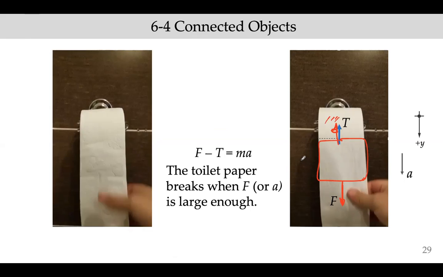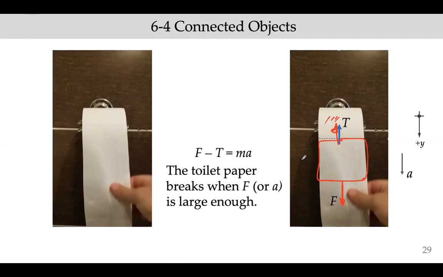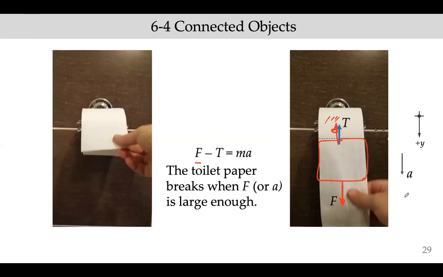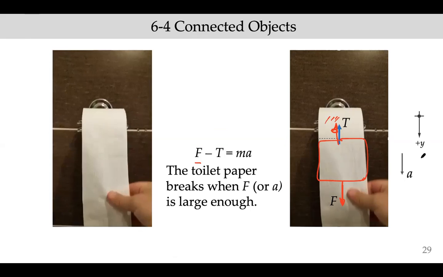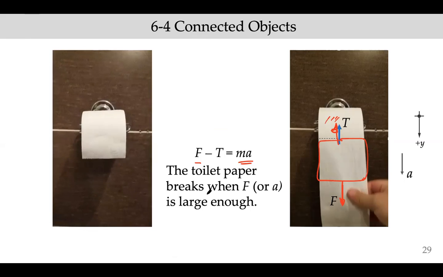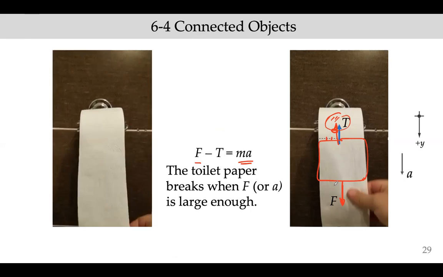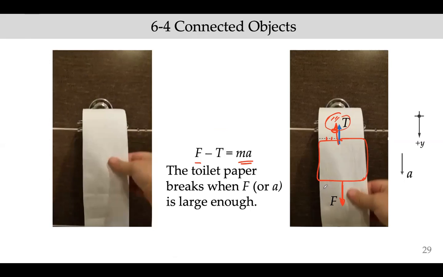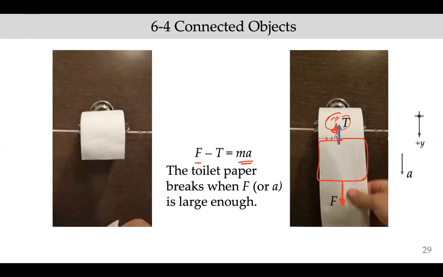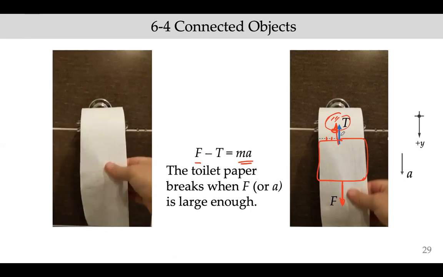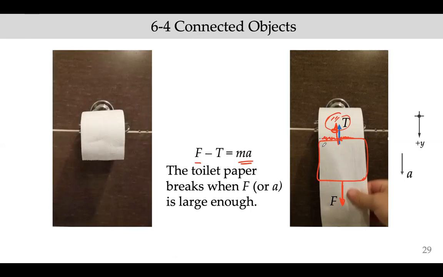So if you pull it slowly, that's the equation. Let's choose the acceleration down, positive direction to be down. So F minus T will be the mass times acceleration. If the force is huge, then the tension here becomes huge as well. And in that case, this part of the paper cannot really hold it, so it breaks.